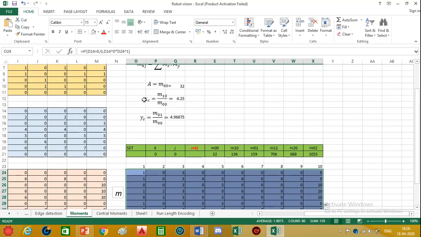The x coordinate of the centroid is obtained as M10 upon M00. In this case, M10 is 136 and M00 is 32. Thus, the x coordinate of the centroid is 4.25. Similarly, the y coordinate of the centroid is M01 upon M00. M01 is 159, M00 is 32, and therefore the y coordinate of the centroid is 4.97. Thus, the centroid is at 4.25, 4.97.